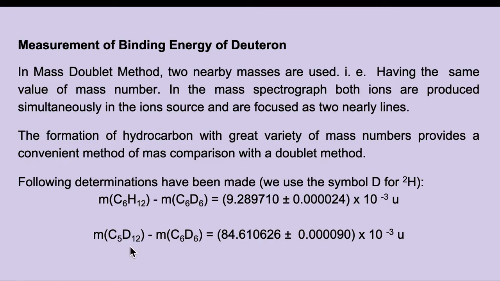And one more is here. It is C5H12: 12 into 5 is 60, and 2 into 12 is 24, so total 84. And the mass of C6D6: C6 means 12 into 6 is 72, and 2 into 6 is 12. Again 84. So equal. And that is 84.61 something into 10 raised to minus 3 u. And from this, how can you measure the mass of D6?